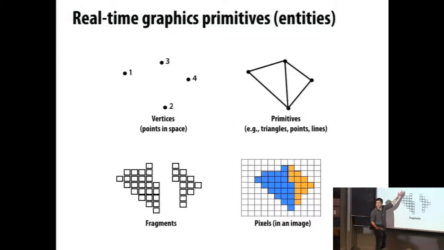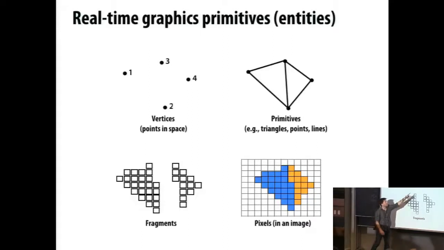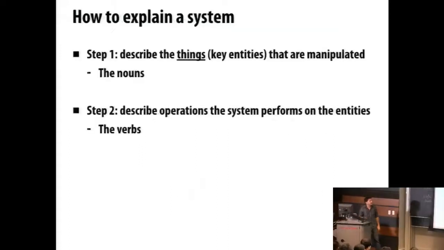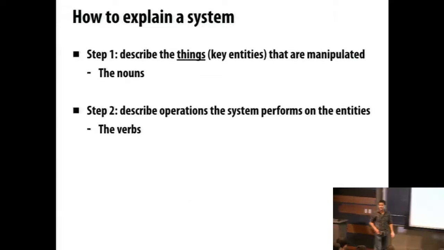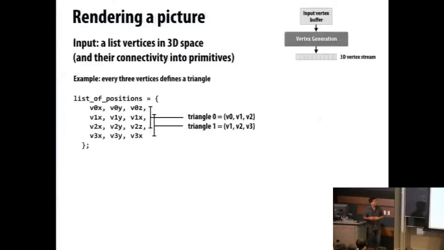Everybody kind of knows what a vertex might be in 3D space. Everybody knows what a triangle is. Everybody knows what a pixel is. And the fragment is the only concept that's not immediately obvious. But you can imagine breaking that triangle up into a lot of little pieces, computing the color of those pieces, and then sticking them into an image. So those are our nouns. Here are our verbs. So I need some operations that create and manipulate these things, right? And so let's just walk through how we do that.